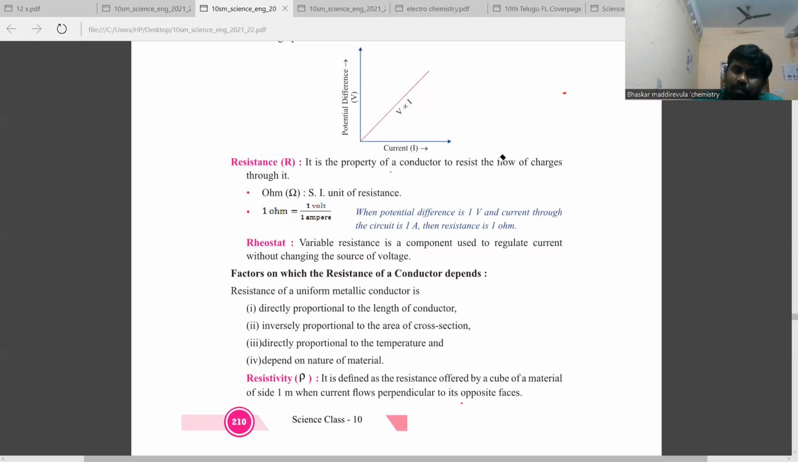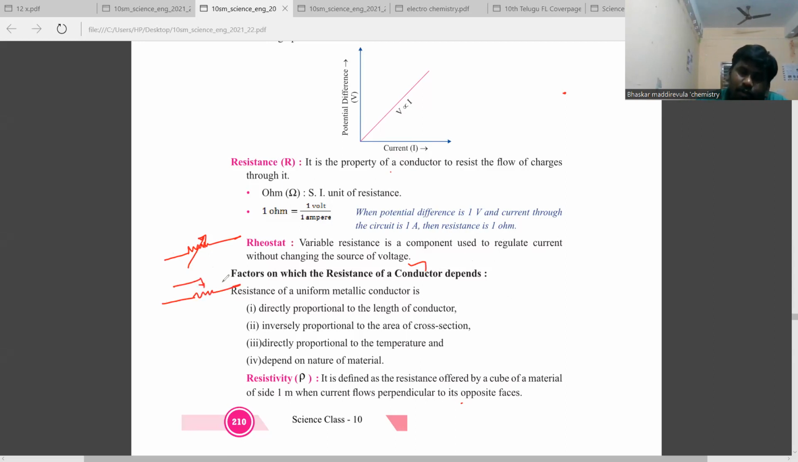The rheostat is the variable resistor. It produces the variable resistance. With the help of the variable resistance, we can regulate the current without changing the source of voltage. The rheostat is shown in terms of a symbol like this, or we can also show it like this.